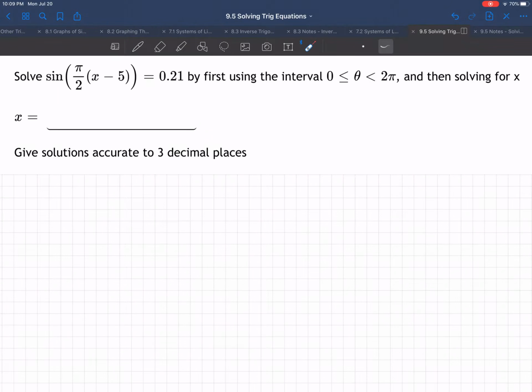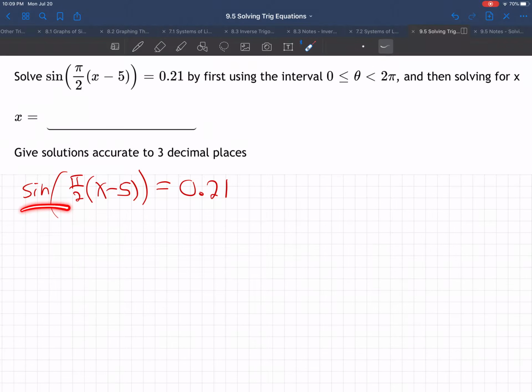Here's an example where we're taking the sine of a kind of a complex angle equals 0.21 by first using the interval 0 to 2 pi and then solving for x in there. Okay, so we have sine of pi over 2 times x minus 5 equals 0.21. Okay, well, how do we do this? Well, let's go to the notes.